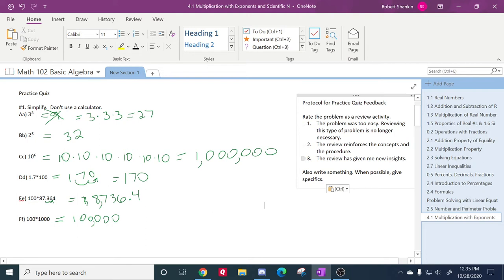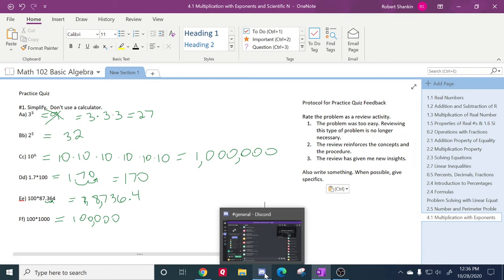So number 1. The review reinforces concepts and procedures, and that's 2. And 3, the review is giving me new insights. I'd like you to just write something down each time, as well as give me a number. Sometimes what's written down really resonates and really clarifies something that was difficult, or another student might relate to it as well. So go ahead and give a little feedback for the practice quiz, and hit enter.